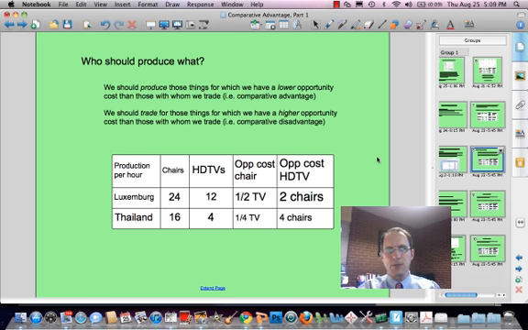So who should produce what? The basic rule is that we should produce those things for which we have a lower opportunity cost than those with whom we trade. We should trade for those things for which we have a higher opportunity cost. So again, what should Luxembourg produce? Well, Luxembourg has a higher opportunity cost in chairs, lower opportunity cost in HD TVs. They ought to produce HD TVs. Thailand has a lower opportunity cost than Luxembourg in chairs, and a higher opportunity cost in the production of HD TVs. Looks like Thailand ought to produce chairs.